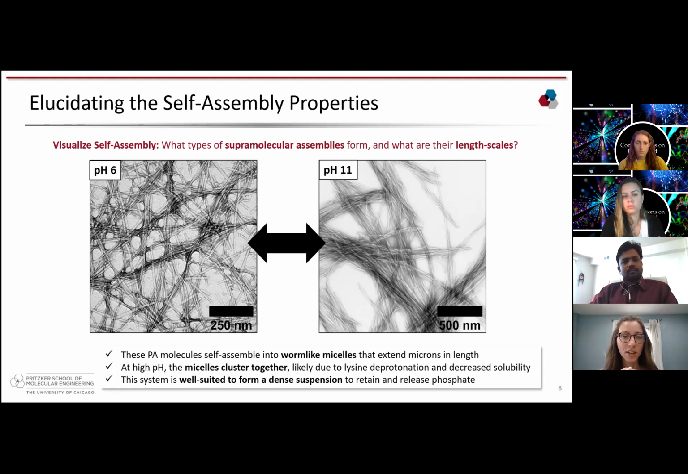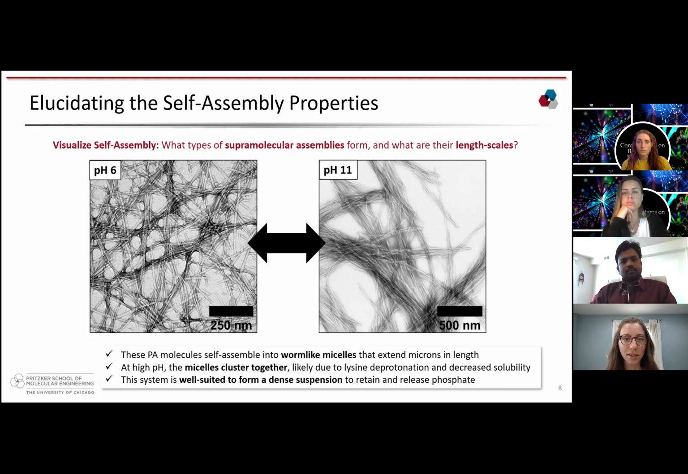But what is interesting here is that at pH 6, we see it basically be evenly dispersed, but then at pH 11, we see this clumping effect of the micelles. We believe that is because there's a lysine that's involved in the peptide head group, and that gets deprotonated above its pKa of 10.5. And with that, likely solubility is decreased, and so they prefer to clump together. So I'll have you remember this specific phenomenon for something later that we figured out in terms of how it affects our binding. But overall, the conclusion from this slide is that this system is well suited to form a dense suspension to retain and release phosphate, which is what we want.